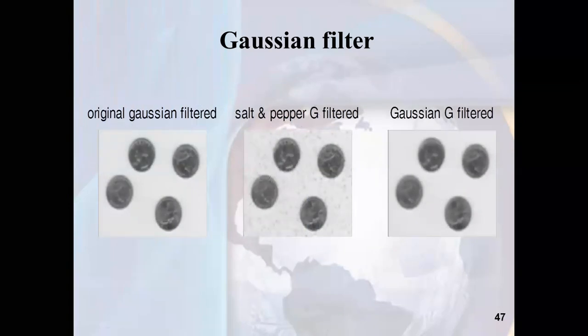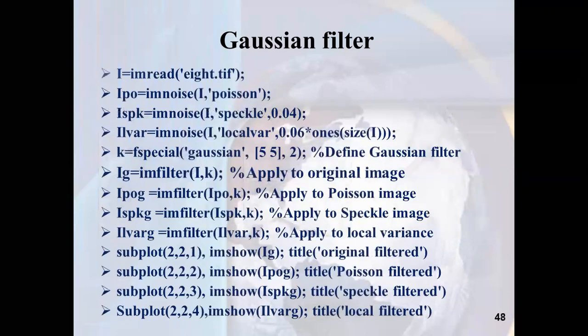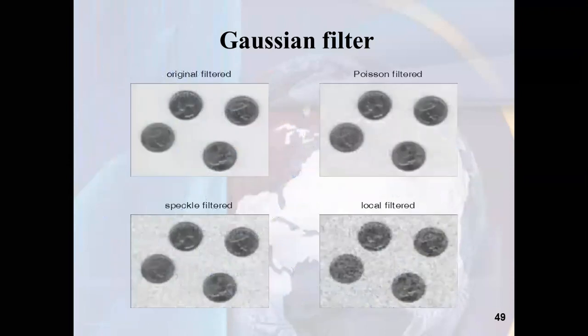So for that, if we want to apply a further algorithm on the image, and we need to denoise the image, we apply first the Gaussian filter because it is a very powerful filter. Now, if we apply Gaussian filter on Poisson, speckle, and local variance noise, also for Poisson, it's very important, speckle and local variance.